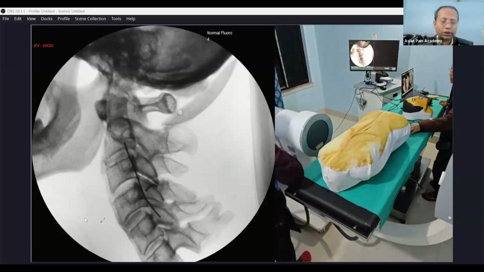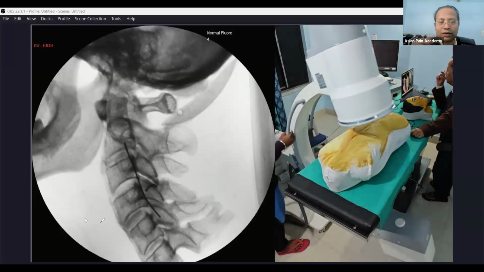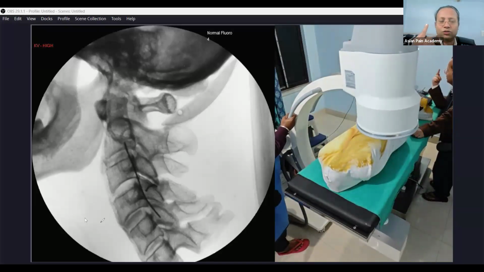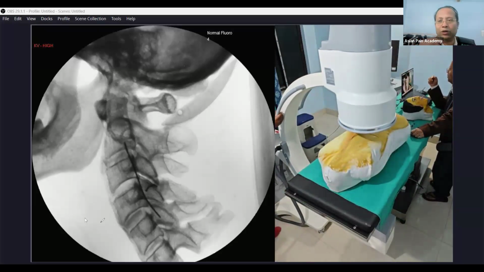I could not get your question. Actually, the facets, the articular processes, both make one facet joint. So yes, sir, you always have to go one level above and one level below.